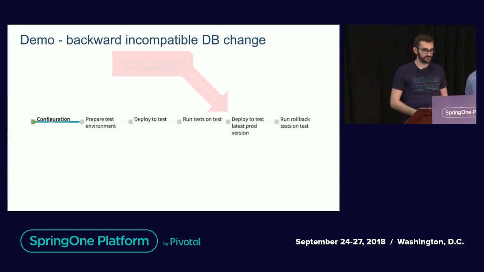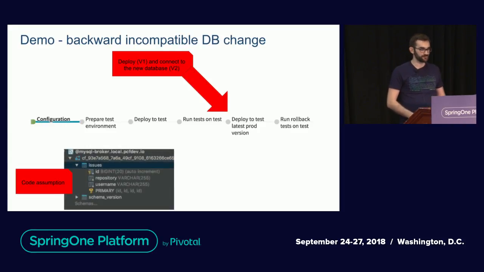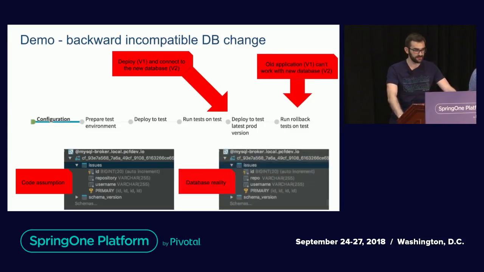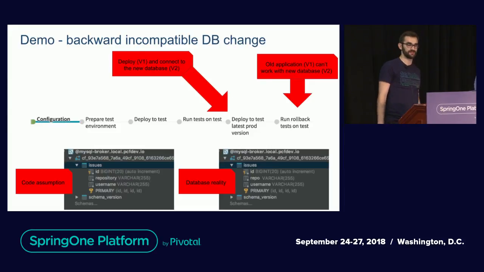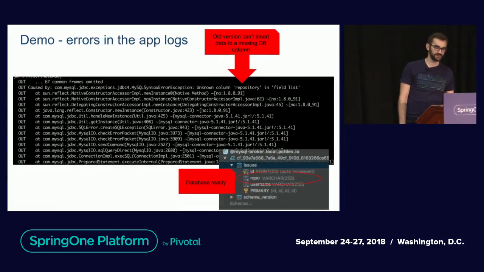Great. So now we ask, hey, Spinnaker, what's the latest version? Oh, it's V1. Great. So let's deploy V1 and connect it to the new database, V2. The code assumes that the schema contains repository, but in reality, the test will break because the schema contains repo. Inside the logs, you will see unknown column repository.